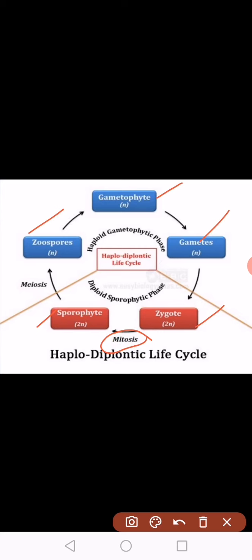And here the duration of both the haploid and the diploid, gametophytic and sporophytic generations, is almost the same. Okay, so this is about the haplodiplontic life cycle.